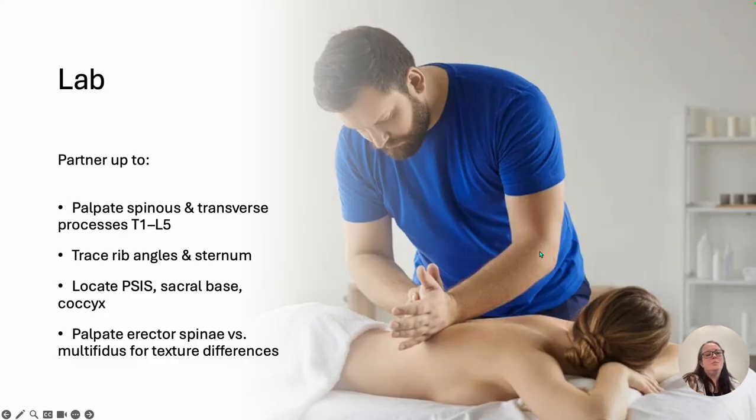I thought this was a cool picture. This guy looks serious. So today's lab, we're going to partner up with the Wheel of Doom. And I want you to, if you didn't do this yesterday, since we made it a quicker hands-on experience, palpate the spinous and the transverse processes if you can. Now, it's a lot easier to palpate the spinous process because you can feel the bumps. Trace the ribs, their angles. Don't trace the sternum. That's weird.